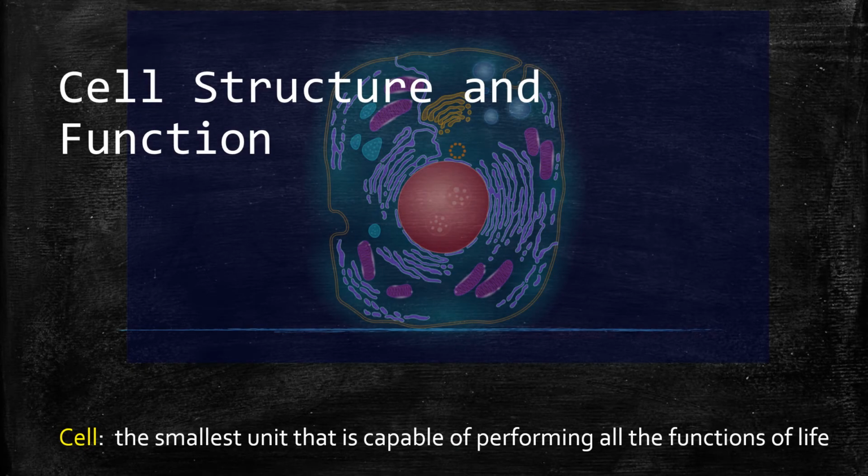Okay, so now we start our unit on cells. So we're going to start with the very basics. We're going to be talking about cell structure and function. To start with, it's important that you know that the cell is the smallest unit that is capable of performing all the functions of life. And remember, we mentioned those in the last lecture. So bear those in mind as we move forward and start talking about our cells.